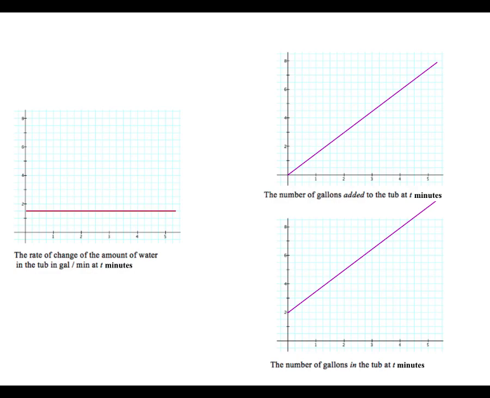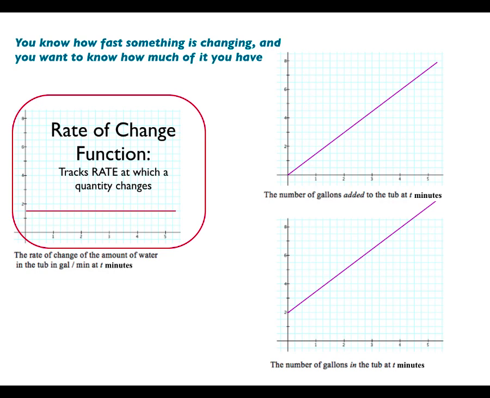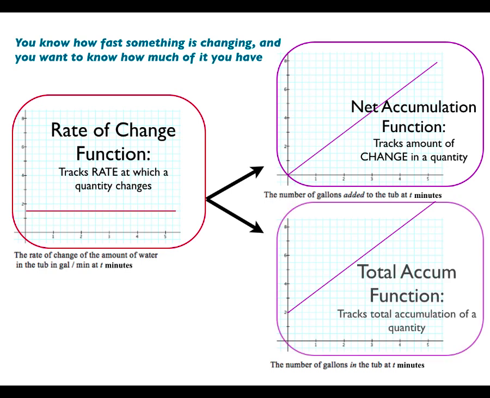So here's kind of an overview of that. So again, you know how fast something is changing at every moment. You want to know how much of it you have. You know how fast something is changing at every moment is your given rate of change function. And so from that, our goal is to build both a net accumulation function tracking changes in the quantity and the total accumulation function, which is tracking total accumulation of quantity. So just setting the stage for what we're doing.